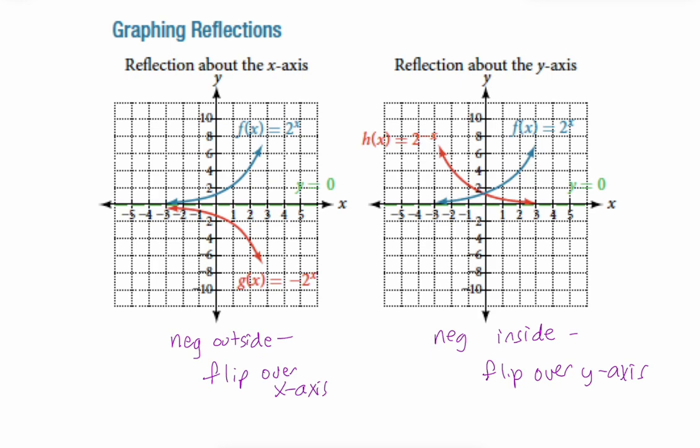So hopefully when we start to look at these functions, you'll start to predict what's going to happen. Oh, there's a negative on the outside, it's going to flip over. Oh, I added 2 on the inside, it's going to move it to the left. So all those rules that we learned, you should predict what's going to happen, hopefully.